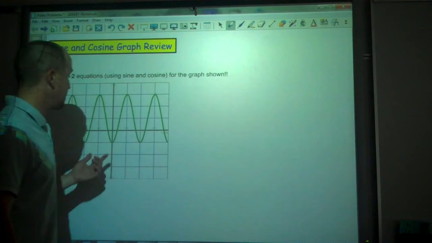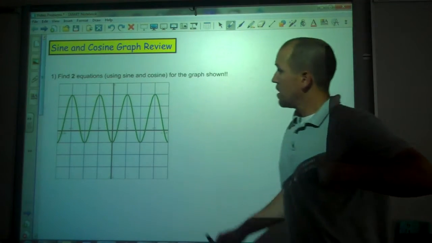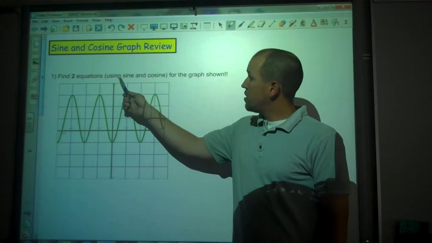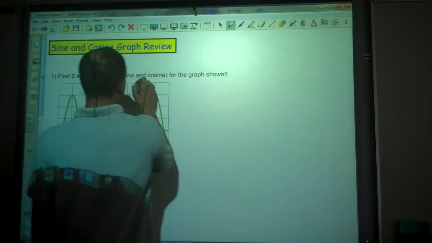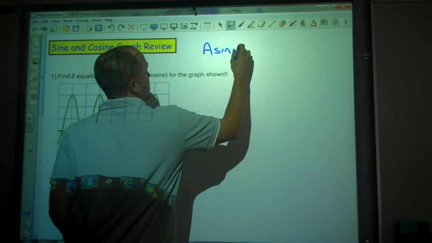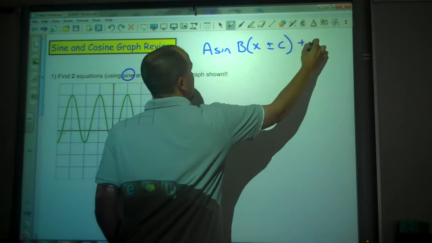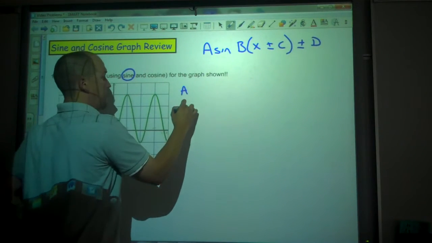Alright, so first thing, we're given a sine or cosine curve. It could be either one. And I'm going to find two equations that model this curve. One using sine and one using cosine. Alright, so let's start with the sine curve. Okay. Here's the general formula. Okay, so I have to find values for A, B, C, and D.